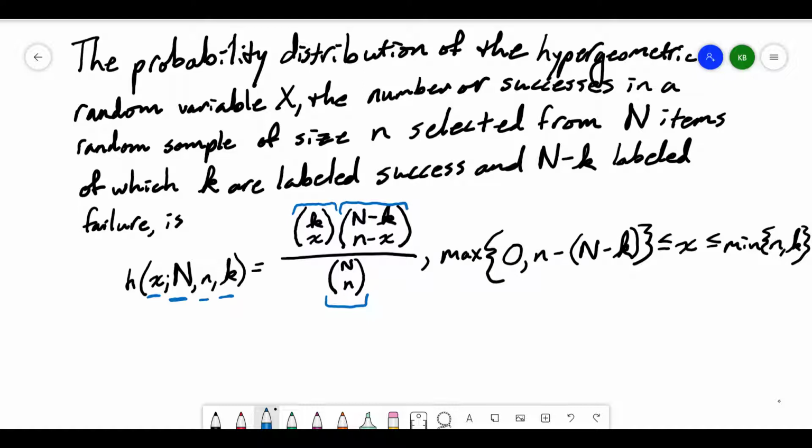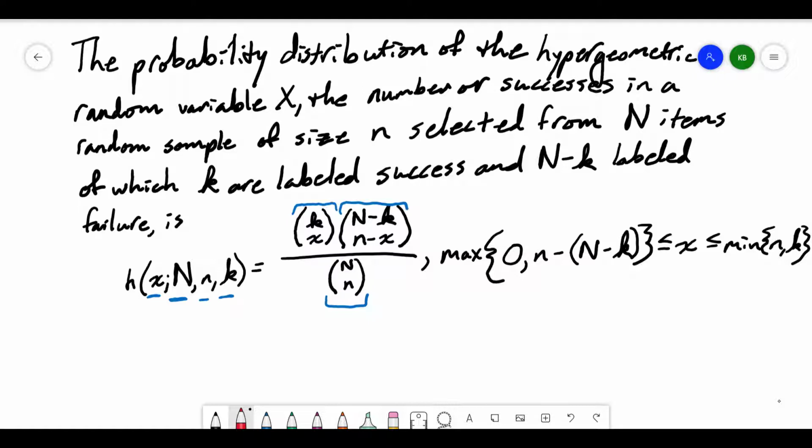Everything that's not a success is a failure. And I'm looking at how can I choose the remaining parts of my sample size lowercase n as failures when I've chosen x of them as successes. I'm multiplying those two together because the number of ways for each of those is the product of the two, since they both can't happen at the same time. And so that gives me the total number of ways to select x successes and n minus x failures from my population of size capital N with k total successes available to me.